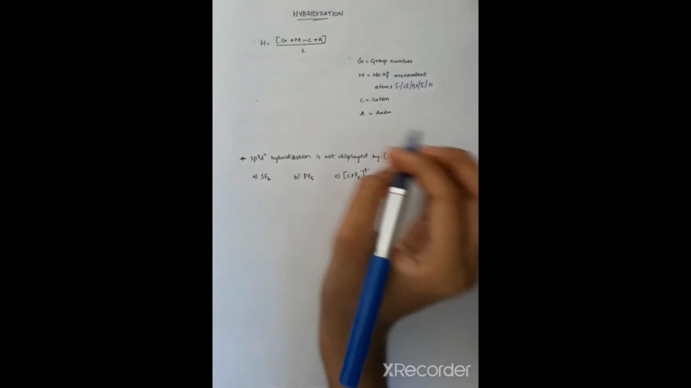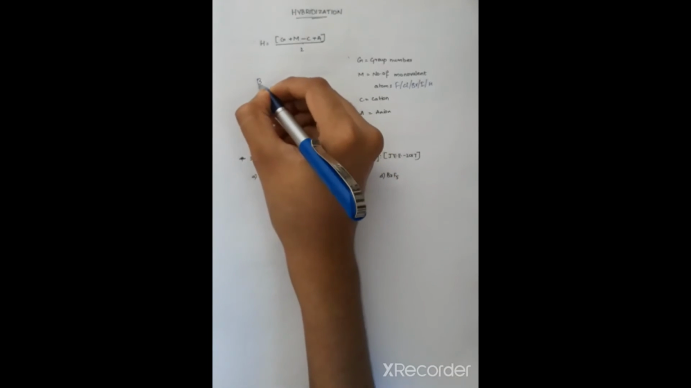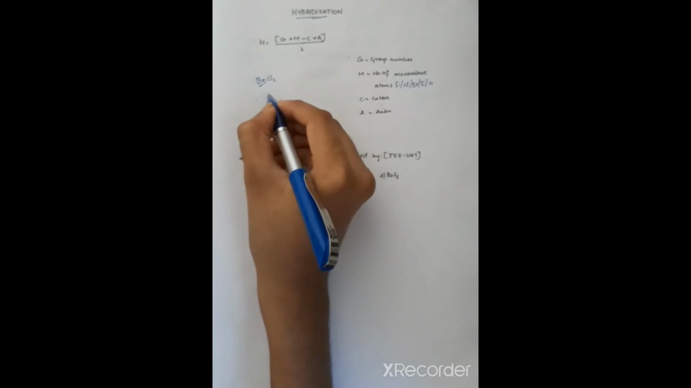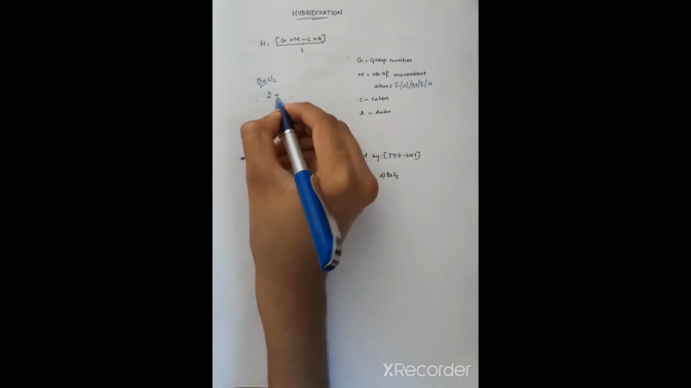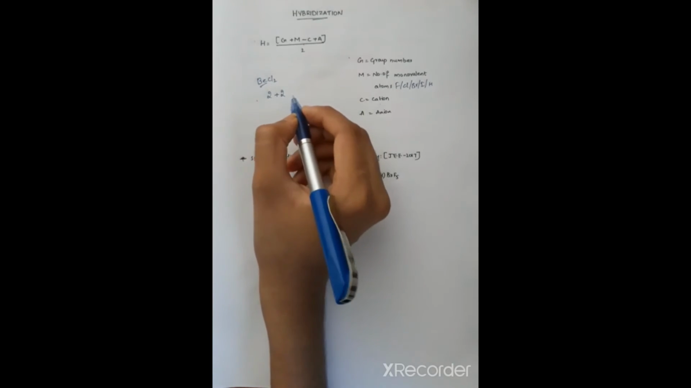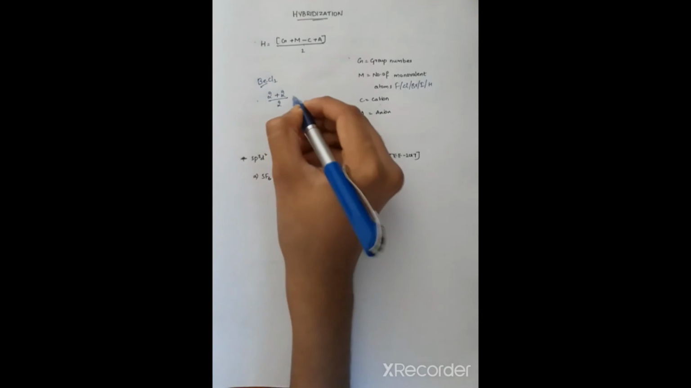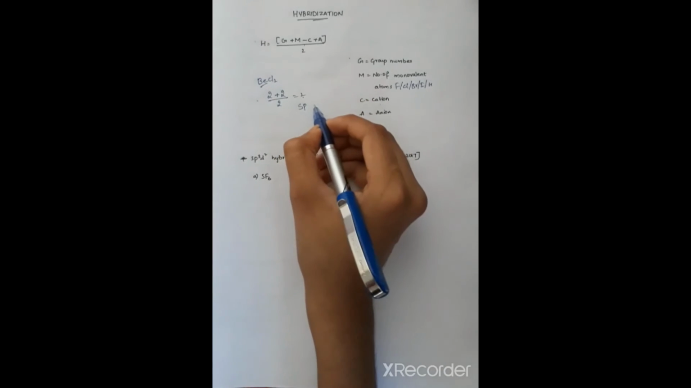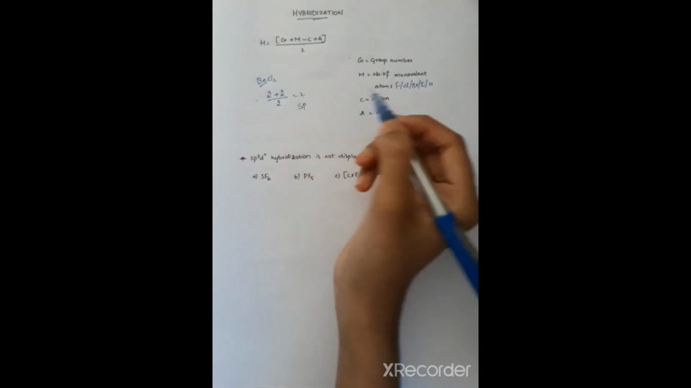So let's try it. For example, if you take BeCl2, here for the central atom the group number is 2 plus monovalent atoms are 2. There are 2 chlorines and there is no cation or anion. So divide by 2. Here 2. So there are 2 orbitals, 1 s and 1 p. So the hybridization of BeCl2 is sp.